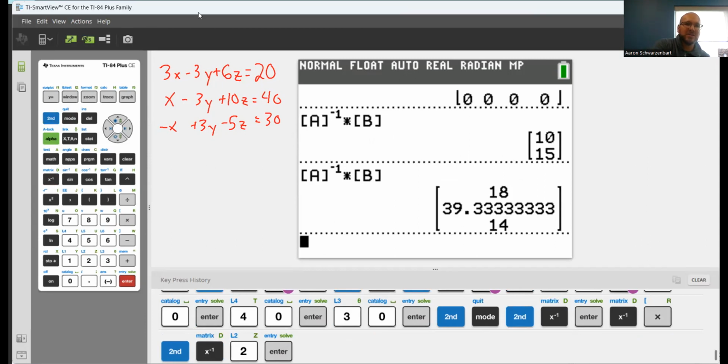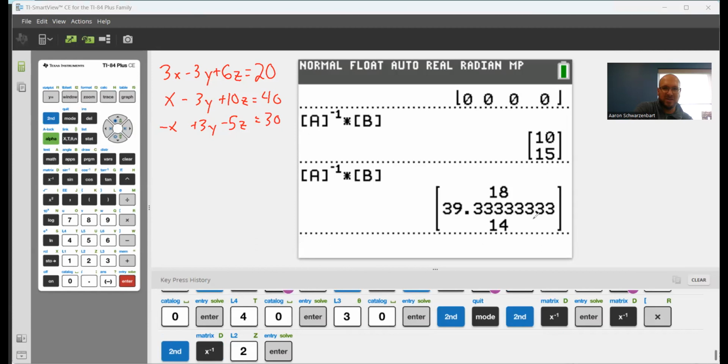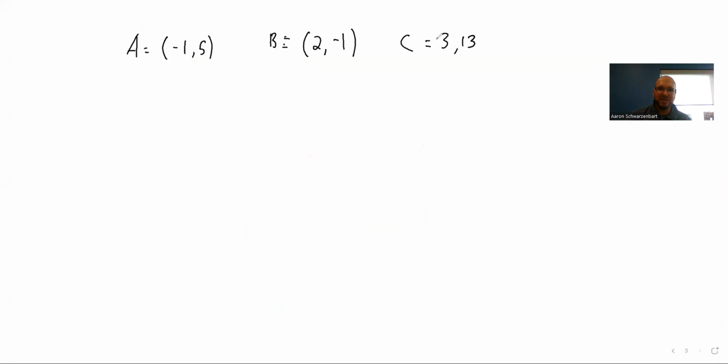Okay. We're going to do a special application for parabolas, and we did do this last year in Algebra 2. But we're going to take 3 points. A parabola is defined by 3 points. And we're going to use a system of equations to write the quadratic equation. Point A is -1, 5. B is 2, -1. And C is 3, 13.